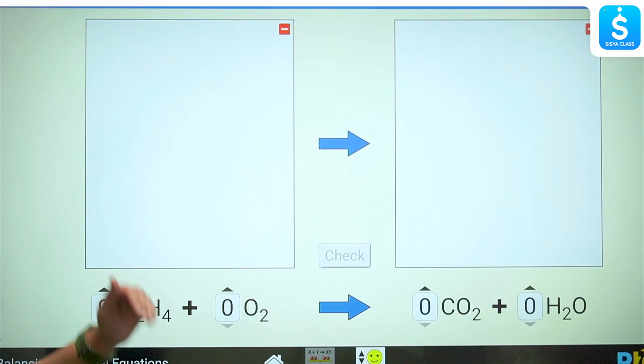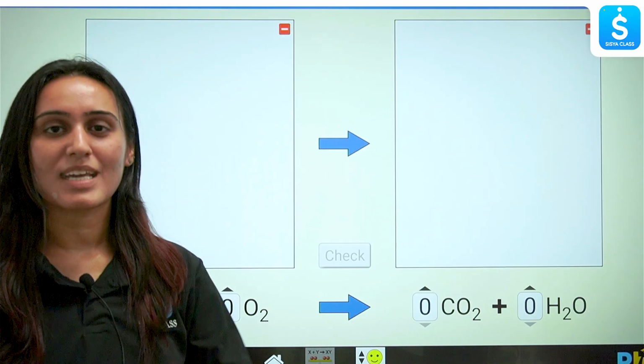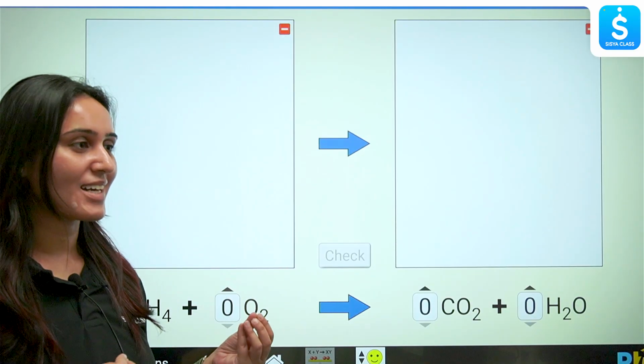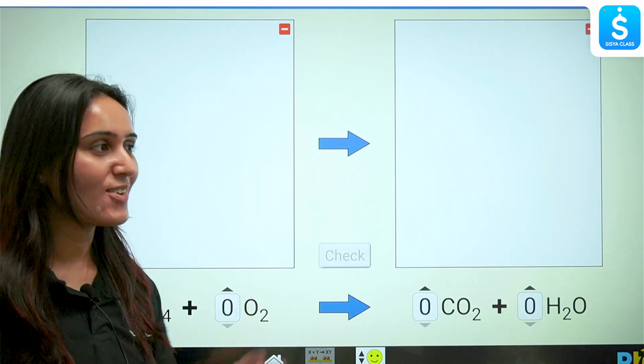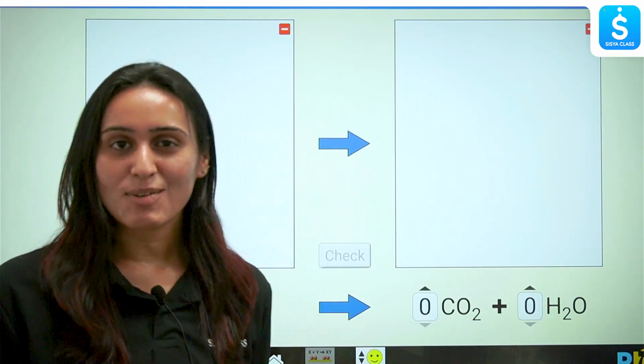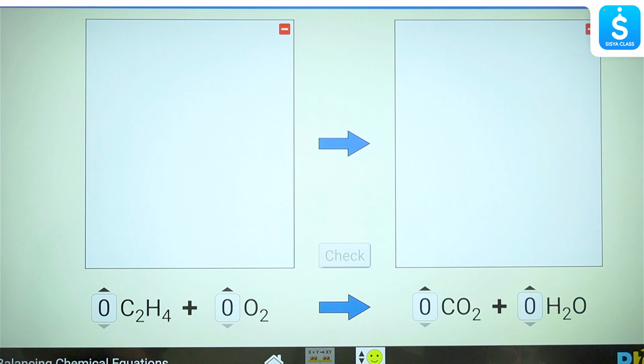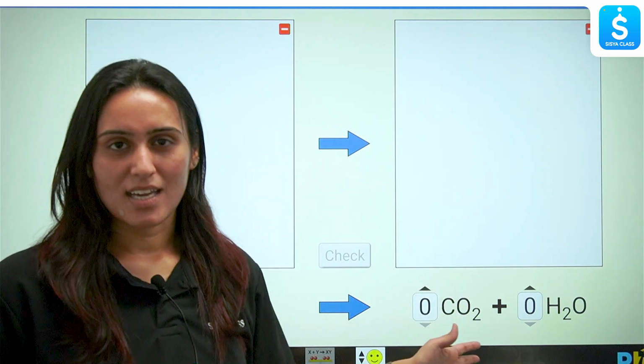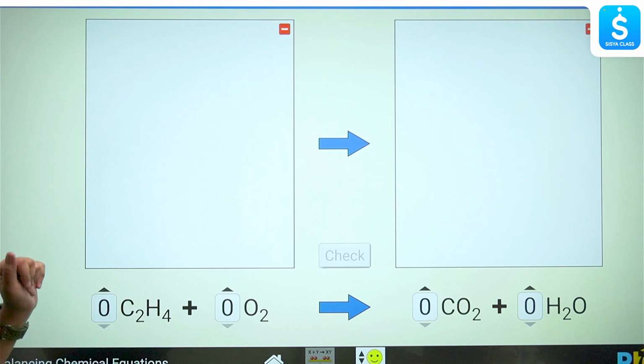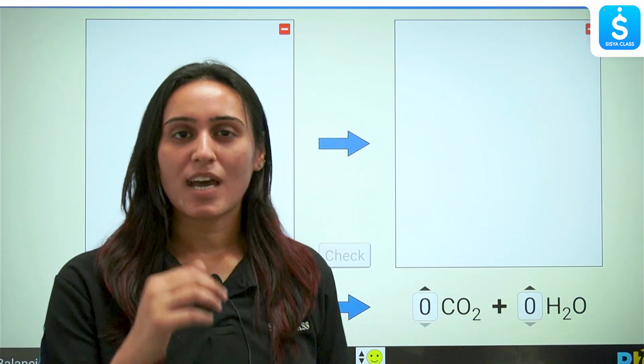Okay, now once again we will do the same thing. We will see the number of carbon atoms on both sides and we will find out whether they are the same on the reactant or product side. So we will start with carbon. Okay, I have 2 carbon atoms here. I have only 1 here. Okay, so what else? I have 4 hydrogen atoms here. I have only 2 here. So I have to balance both.